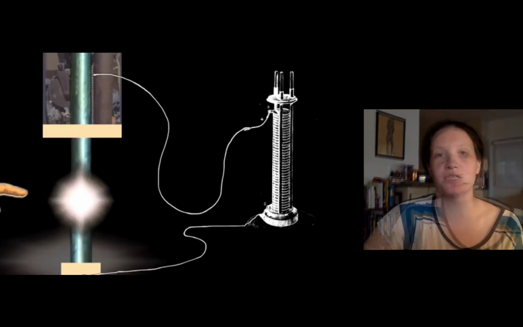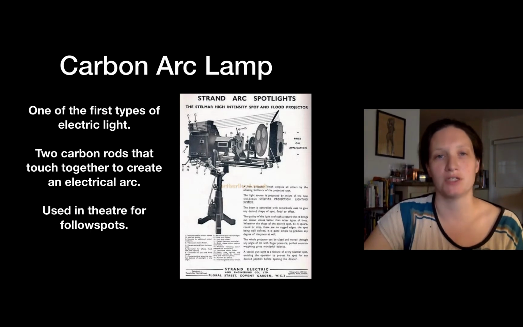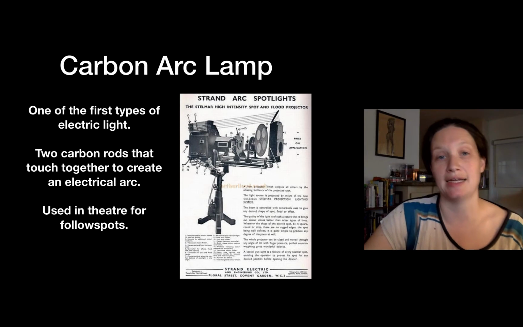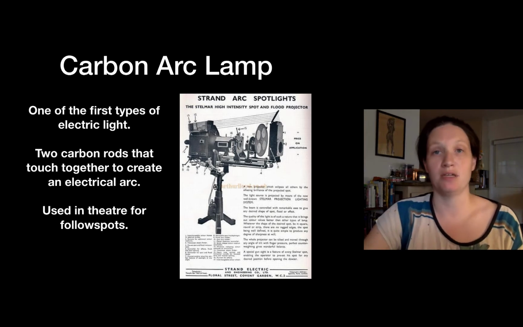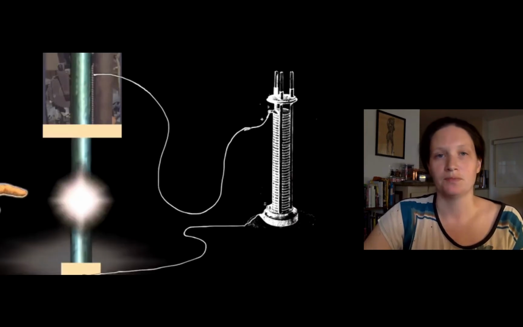Okay, so that was the arc lamp. First type of electric light, 2 carbon rods, create controlled lightning in an electrical arc. It was used originally for industrial settings and street lights, and now it's used in follow spots.